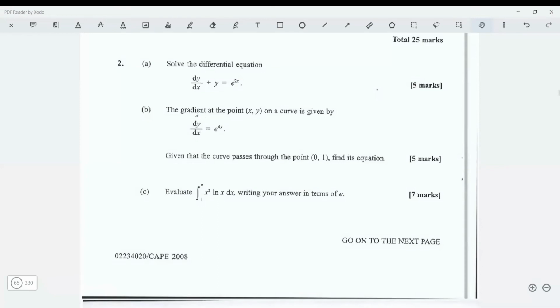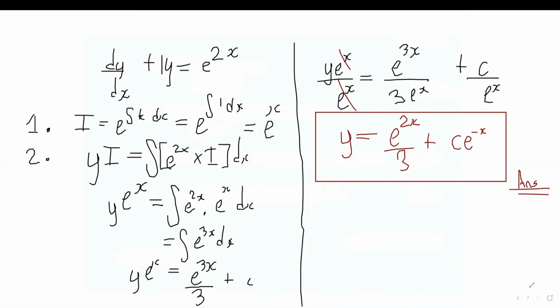That's all, part A done. They say now the gradient at the point x, y on a curve is given by dy by dx equals e to the 4x. And given that the curve passes through the point (0, 1), find the equation of the curve. Now this is something known as separation of variables, Marika, that we haven't done. We're going to see how easy it is.